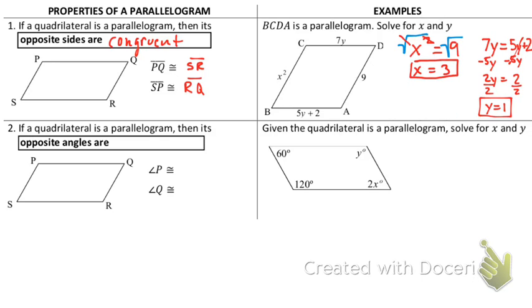Moving on to the second property. If a quadrilateral is a parallelogram, then its opposite angles are congruent. So almost the same thing as the previous property, but now we're talking about angles. So we could look here and say angle P, which is this measure here, is congruent to angle R, which is this angle here. And then opposite angle S is Q. So angle Q is congruent to angle S. And these little arcs mean congruent angles. So matching arcs are congruent angles.